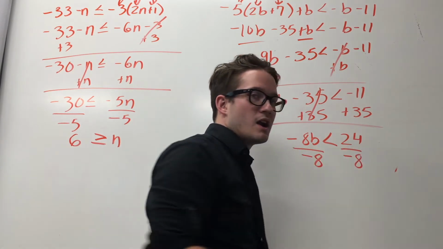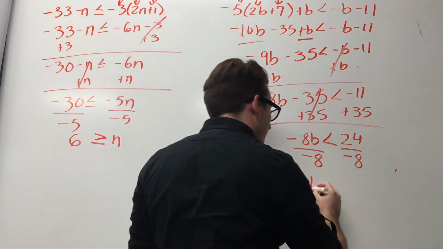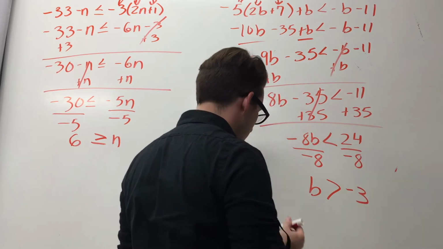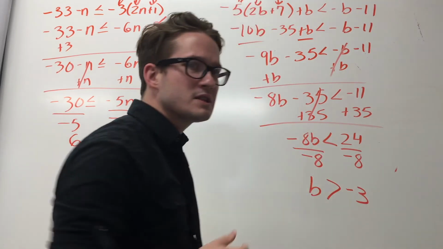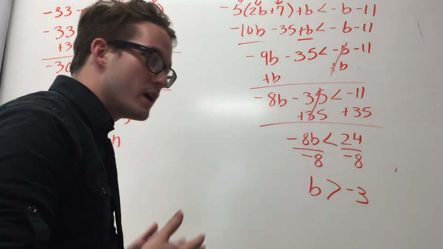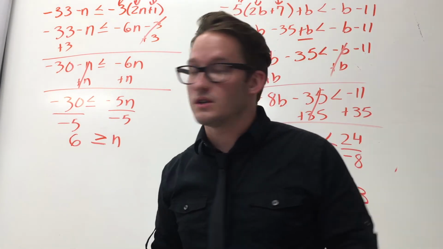Uh-oh, dividing and multiplying by a negative again. What's going to happen? Got to flip the sign. Flip it. I get negative 3. Okay. So the comparison I'm talking about is not with the process. As you probably can notice, we went through a very similar process. It's the graphing portion. Okay.